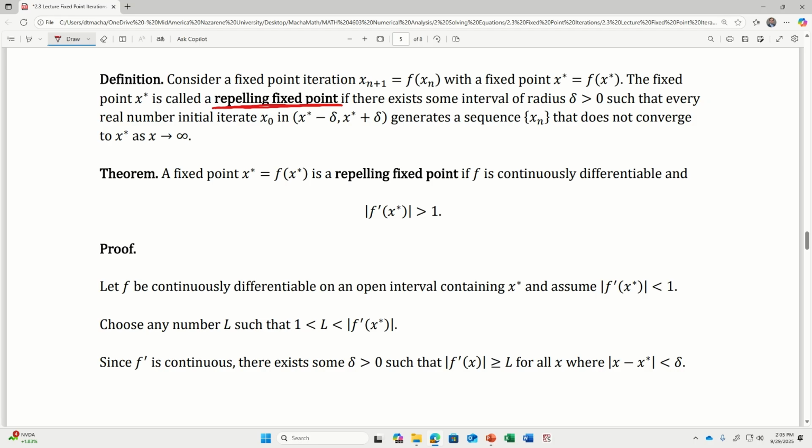I can tell right away if a fixed point is a repelling fixed point because I'll take the derivative and then take the absolute value of that function at the fixed point. And if it's greater than 1, that tells me it's repelling. Just like less than 1 means it's attracting, greater than 1 means it's repelling. If it's equal to 1, then it's inconclusive, right? We don't really know yet if it's attracting or repelling if you get a derivative equal to 1. You have to do a lot more investigation there.